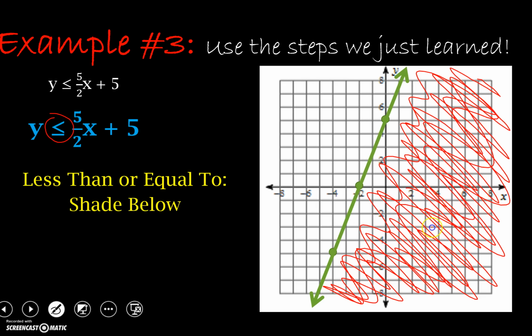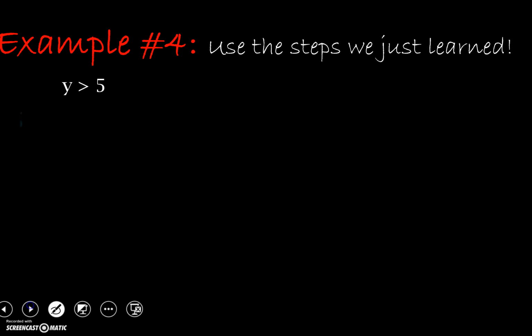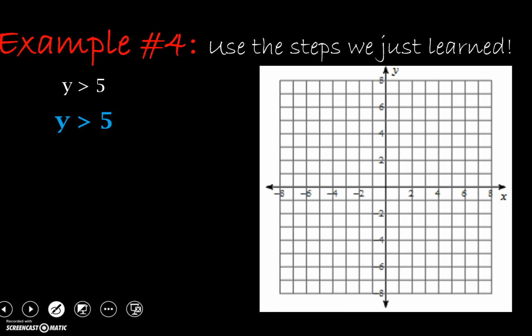One last example, y is greater than 5. Again, it's already in slope-intercept form, we just don't have a slope here. And again, remember, whenever we have the y's, that means we have a horizontal line. So essentially we're going to graph our y-intercept, which is at positive 5, and then we're going to create points that go to the left and to the right.